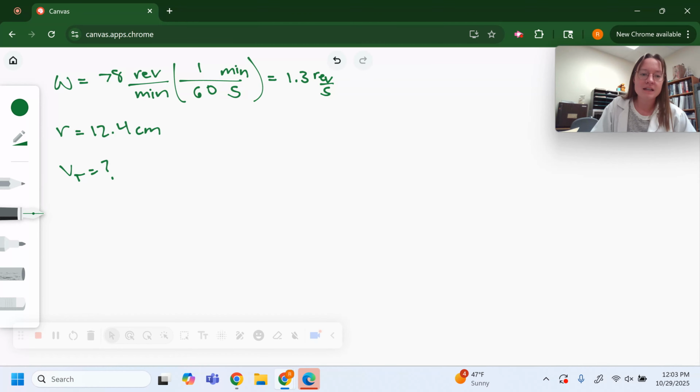Now I need another little unit conversion here because I got centimeters. Actually, you don't need to show this unit conversion because it's pretty simple. We just got to get it into meters. So let's go to 0.124 meters here. Okay, and I'm looking for how fast that little bug would be going.